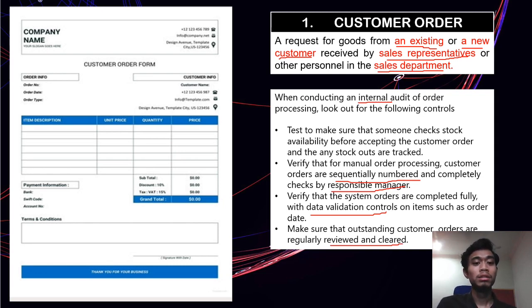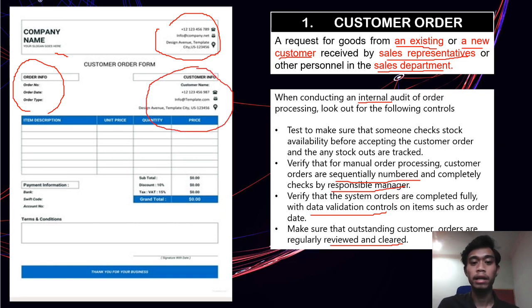Okay, alright. So the customer order form, as you can see here, on top of this we have the company name, alright, and the company detail. And on the left side, on the bottom side of the company detail, we have the order info, which is the order date, order type, and the right side with the customer info, which is their name, their phone number, their email, and maybe their address.